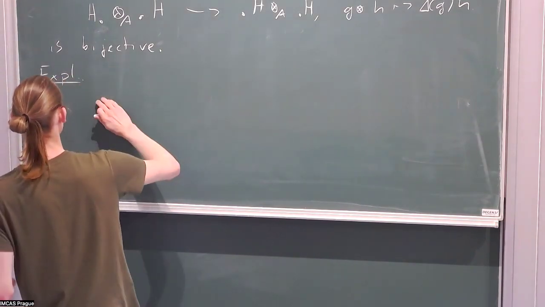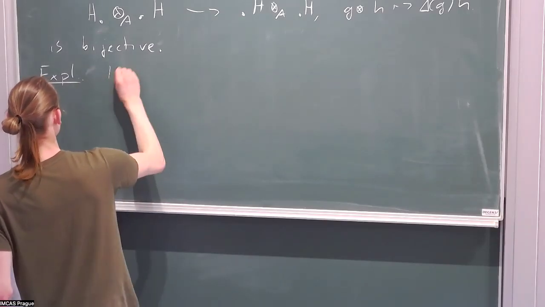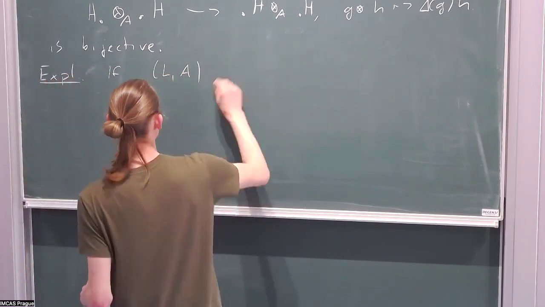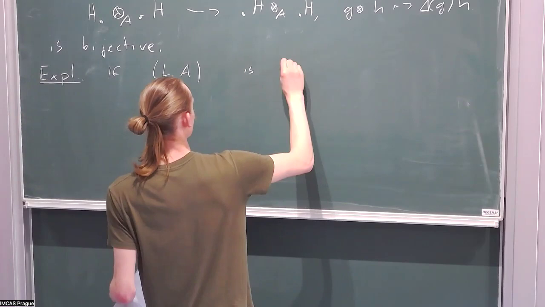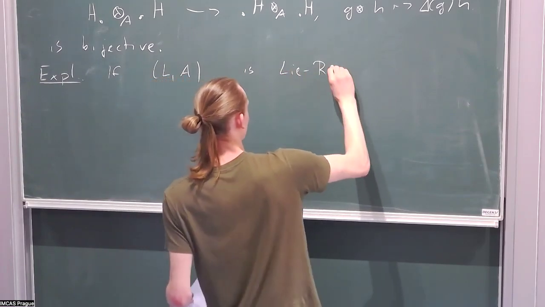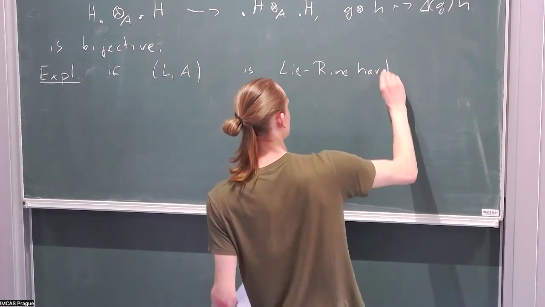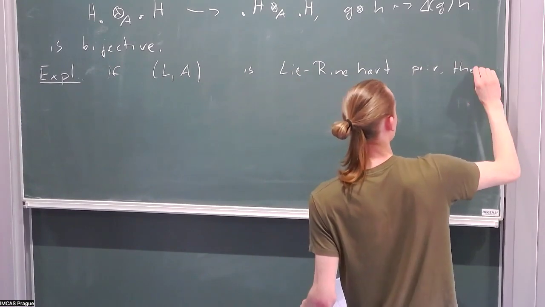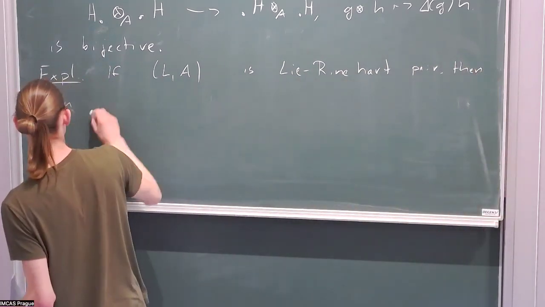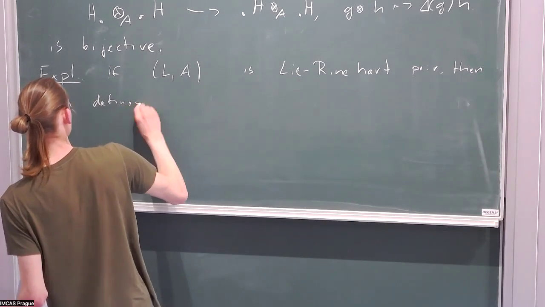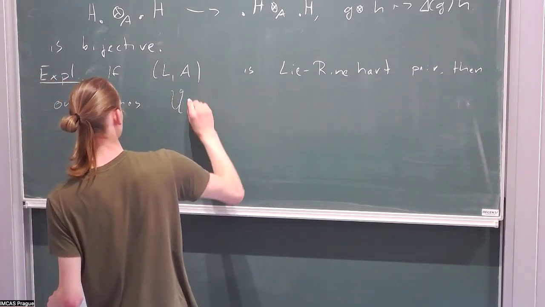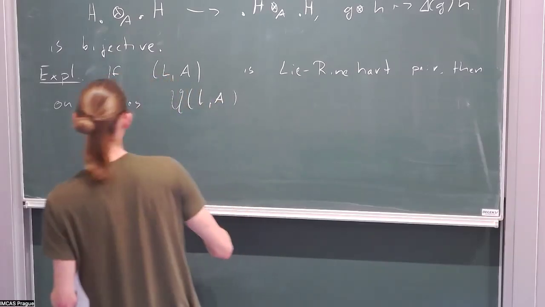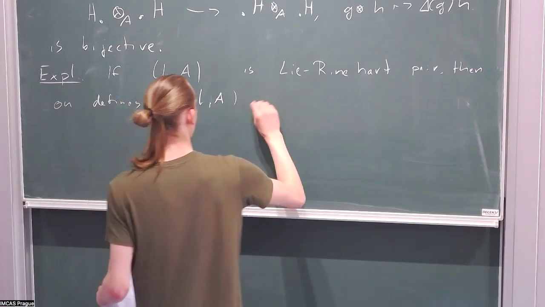So if (L, A) is a Lie-Rinehart algebra or Lie-Rinehart pair, then one defines its universal enveloping algebra. And this is a Hopf algebroid.